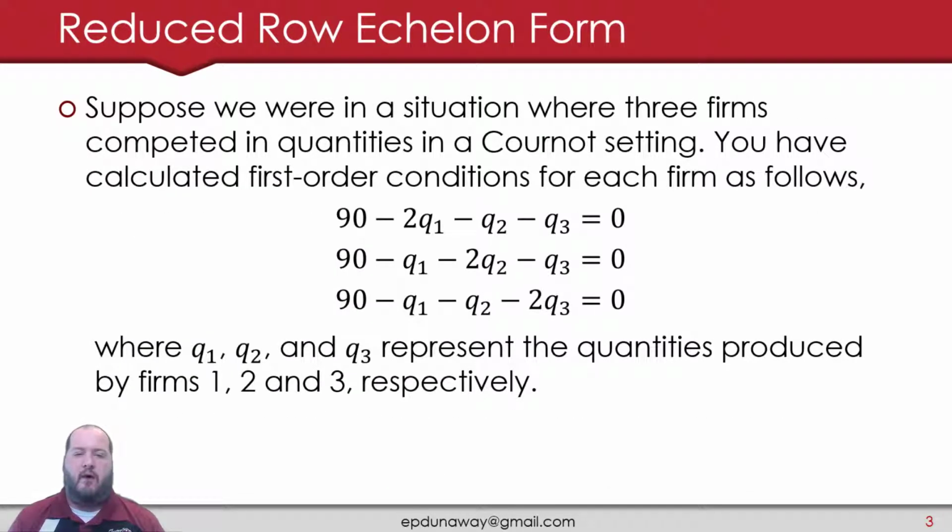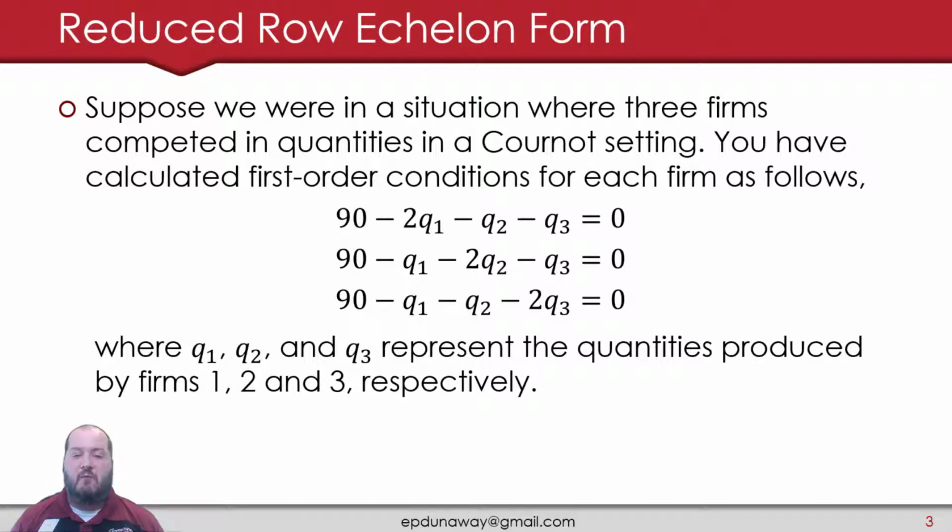So let's set up. Suppose we're in a situation where 3 firms are competing in quantities in a Cournot setting. You've calculated the first order conditions for each firm as follows. I've got 90 minus 2q1 minus q2 minus q3 equals 0, 90 minus q1 minus 2q2 minus q3 equals 0, and 90 minus q1 minus q2 minus 2q3 is equal to 0. Now these are actual first order conditions that you could get for a Cournot problem. And again, q1, q2, and q3 represent the quantities produced by firms 1, 2, and 3 respectively.